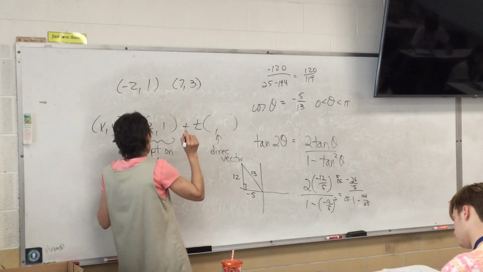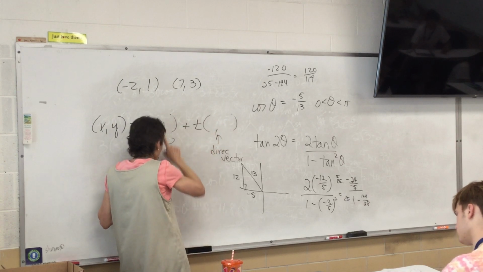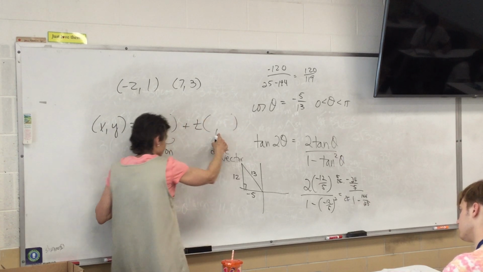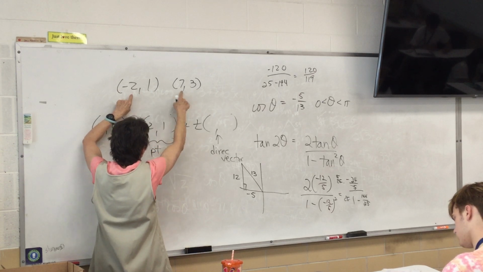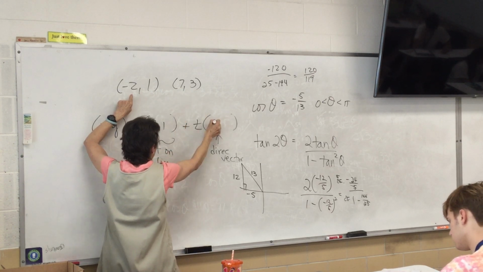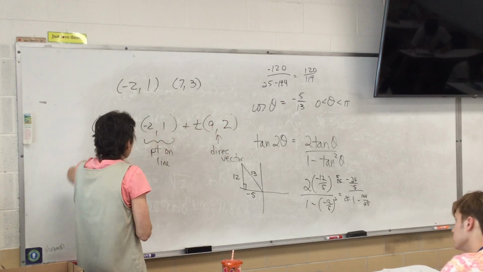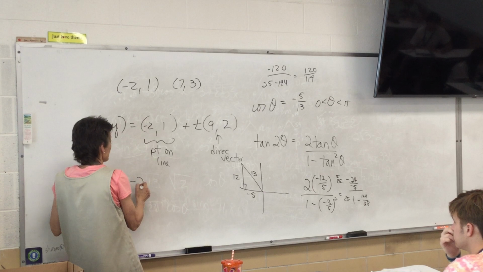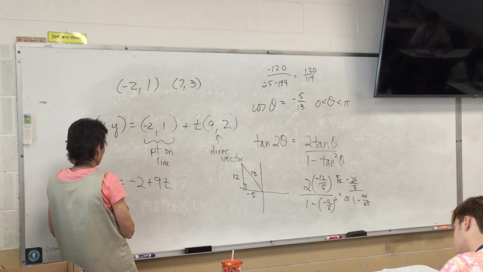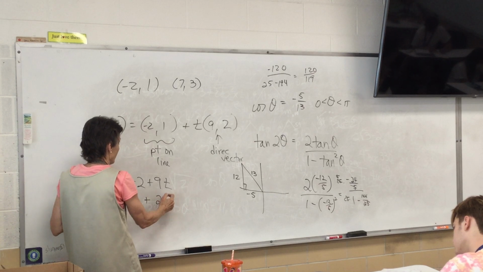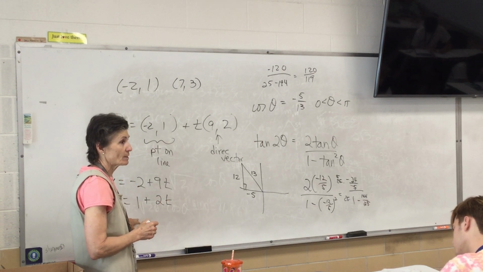Now, people always want to put 1 point here and 1 point here. No, no, no, no, no. The direction vector goes here. So what is the direction vector of this line? 9, 2. So the parametric equations are x equals negative 2 plus 9t, and y equals 1 plus 2t. Those are the parametric equations.